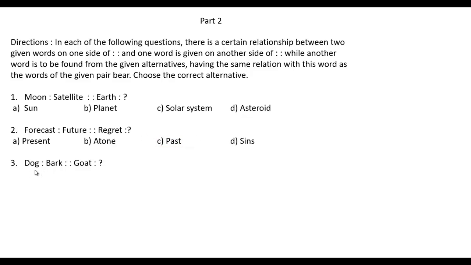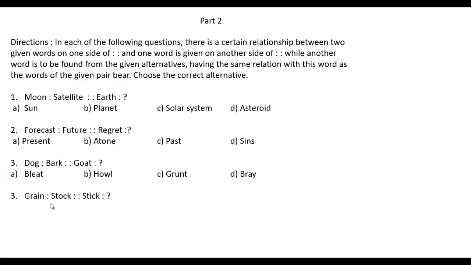Third question is here: dog is to bark, then goat is to what? Dog produces the sound of barking, that is, dog barks. Then what sound does a goat produce? It bleats. So goat bleats, and option A is the correct option. Goat doesn't howl, doesn't grunt, doesn't bray. When dog is to bark, the relation is the sound produced by that animal. So dog produces the barking sound, goat produces the bleating sound. So the first option is the correct option.